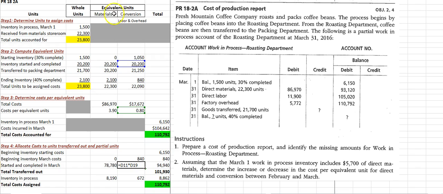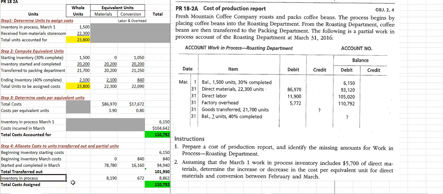We are going to charge them, allocate 6,160 of conversion costs to the units started and completed. So the units started and completed in the month of March have a total allocation of 94,940. Okay? And the units that weren't started but completed have a total allocation of the addition of these two, 6,990. Okay? But then there's inventory that's still in process.